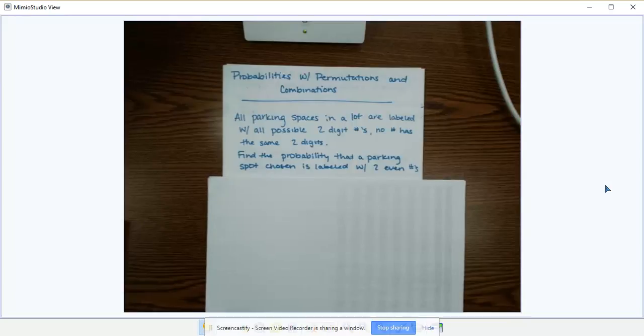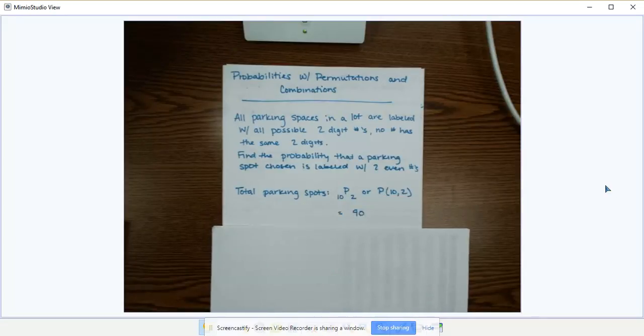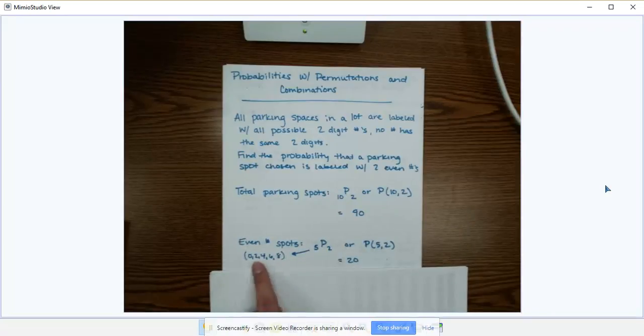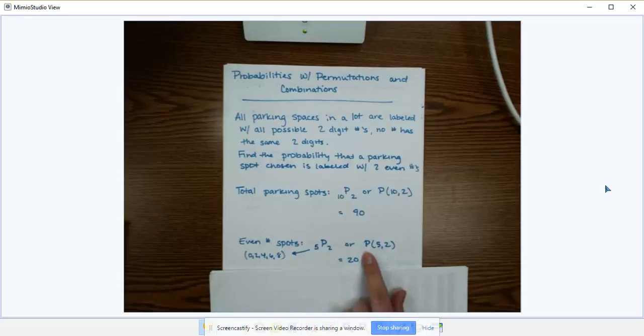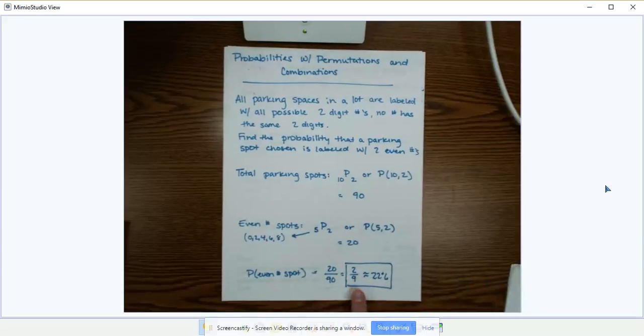So we have 10 digits, 0 through 9, that we can choose from. And for each spot, we choose 2 of them. So P, permutation of 10 items chosen 2 at a time, comes out to be 90. Then we need to figure out, what about our number itself? If we want both even numbers, then we know that we have 5 even numbers if we use 0. And we're choosing 2 of them. So permutation of 5 objects chosen 2 at a time gives us 20. So the probability of landing in one of these spots, given that many total, is 20 over 90, which simplifies to 2/9, or roughly 22%.